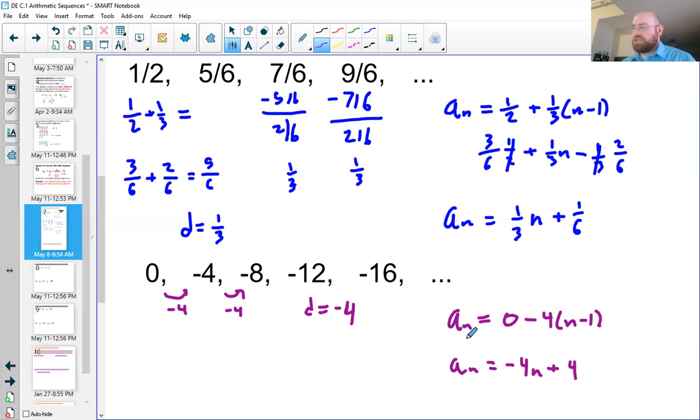So an observation from this example is that we have a negative common difference. And so we can think this is 0 plus -4, -4 plus -4, -8 plus -4. So even though we have this negative number, the operation is still fundamentally addition.